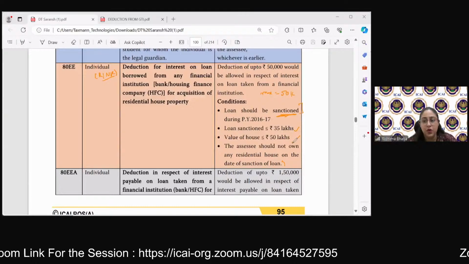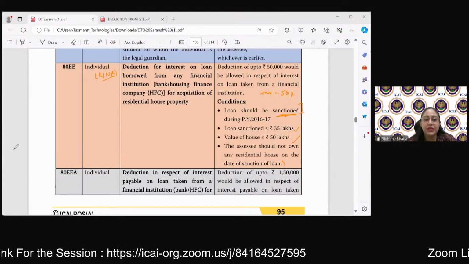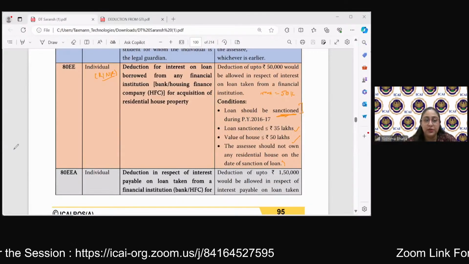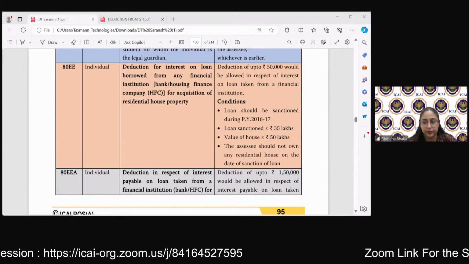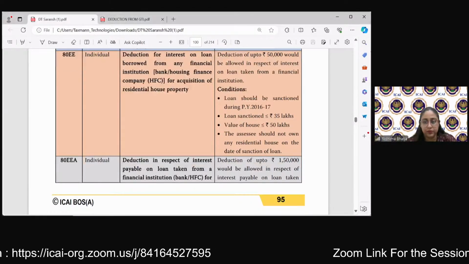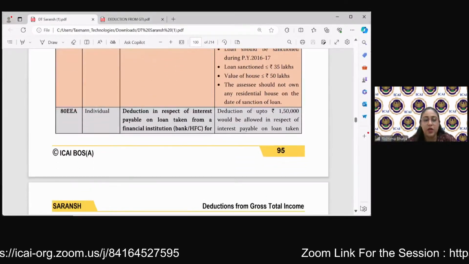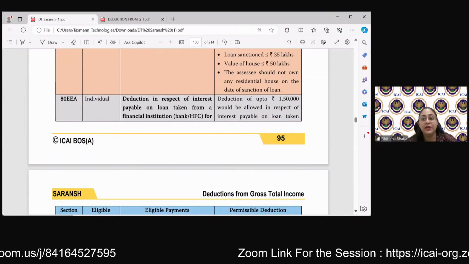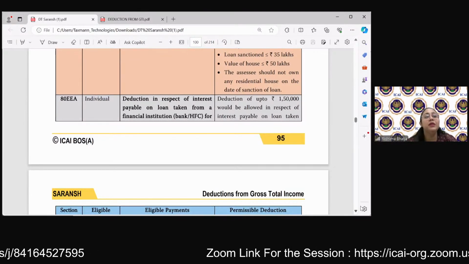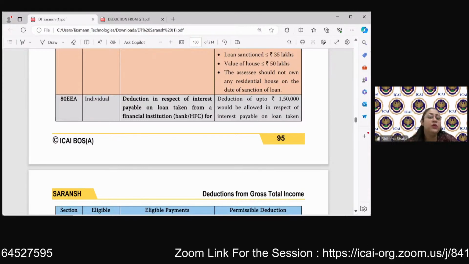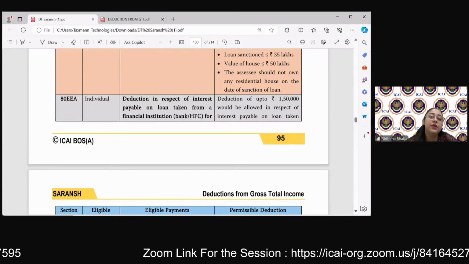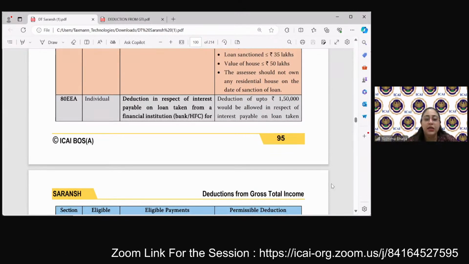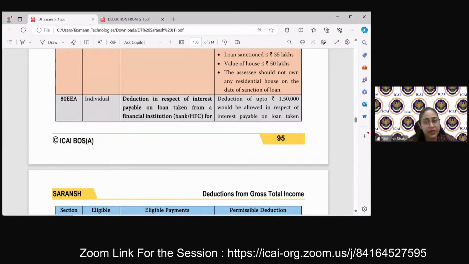Now, there is another corresponding section which is 80EEA. Now, what does 80EEA say? It says, when people said that the scheme introduced under 80EE was for a very short period, we are not happy with it, so they reintroduced the scheme. And the section which was introduced was 80EEA.